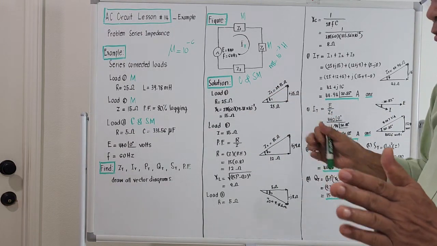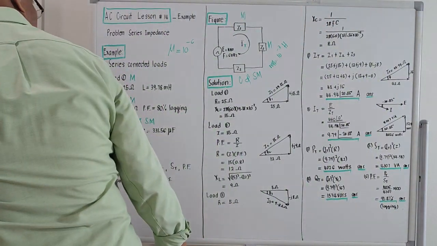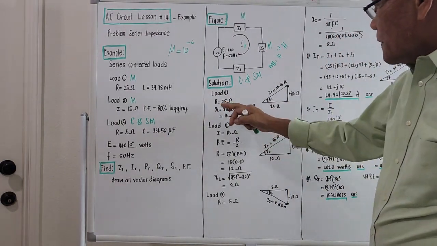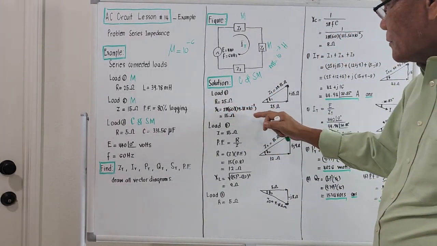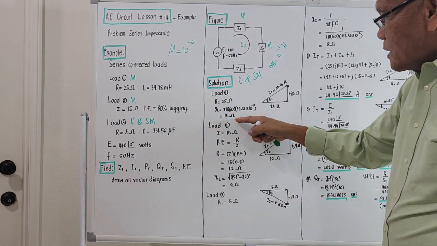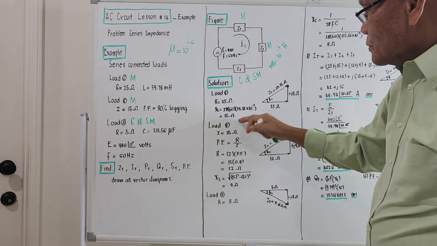So be sure to know the usage of your scientific calculator. These are all multiplications, right? 2 pi times 60 times 39.78 times 10 to the negative 3. Okay? If you multiply this in your calculator, this is exactly 15 ohms.